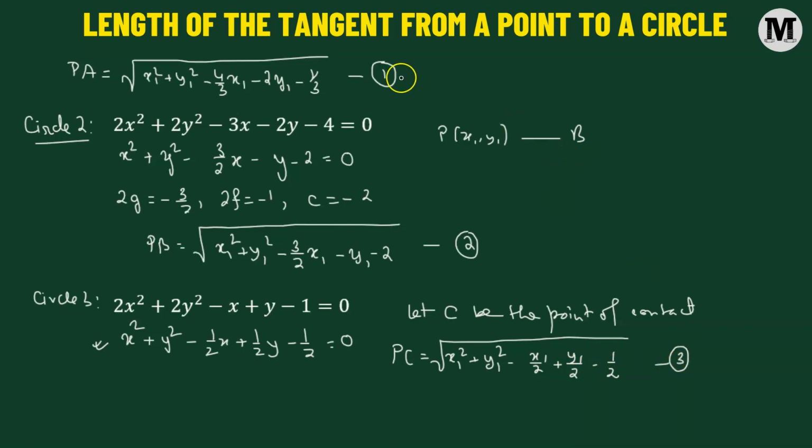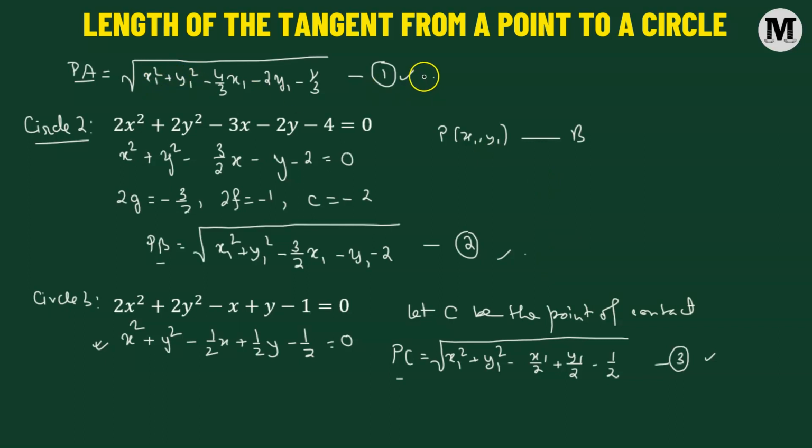Now it's given here that equation 1, equation 2 and equation 3 are equal. That means the lengths of the tangents drawn from the point P to each of the points of contact A, B and C are going to be equal. So what we'll do, we will equate equation 1 and 2. That's going to give us one equation, and then we can equate either equation 1 with 3 or 2 with 3 to get another equation. Solve those two equations to get the values of x1 and y1.